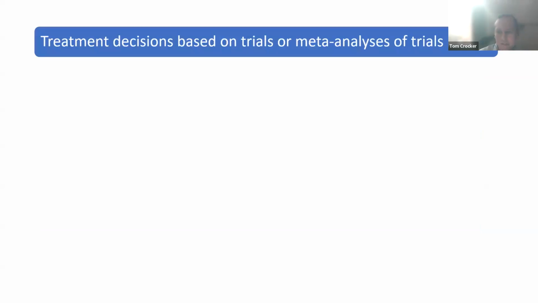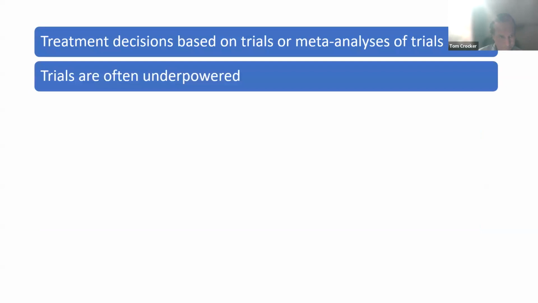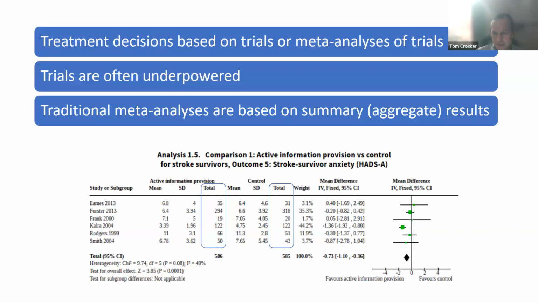As we know, guidelines and treatment decisions are often based on trials, or more often systematic reviews to identify all the relevant trials and pull the results together. But individual trials are often underpowered. This means they can't provide conclusive evidence on their own. And anyway, they're conducted in a particular setting, so there's always a question about generalizability. So we tend to conduct systematic reviews and meta-analyses, and here's an example of a meta-analysis with 6 trials contributing.